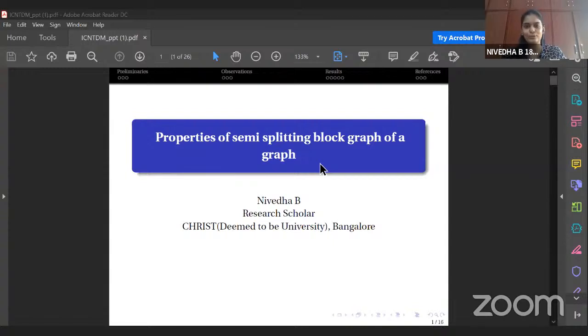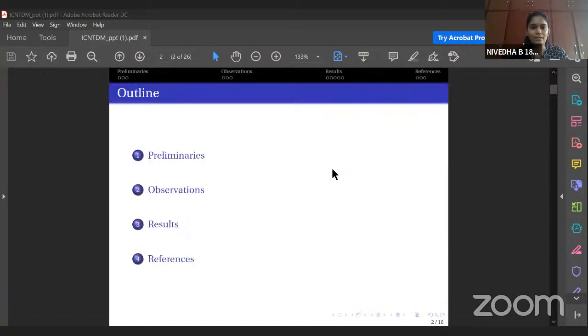Okay, sir, thank you. Good afternoon, everyone. Myself Niveda, I'm a research scholar at Christ University. Today my topic is the properties of the semi-splitting block graph of a graph. It is basically a derived graph. This is a joint work of Tabitha Rajshekhar and Dr. Mukti Acharya. Starting with preliminaries, some basic definitions which will be useful for our topic.